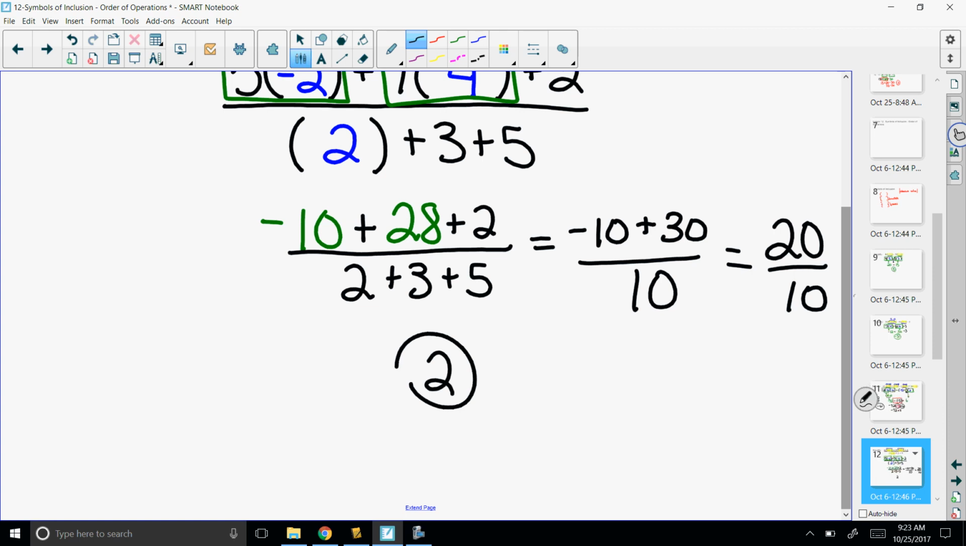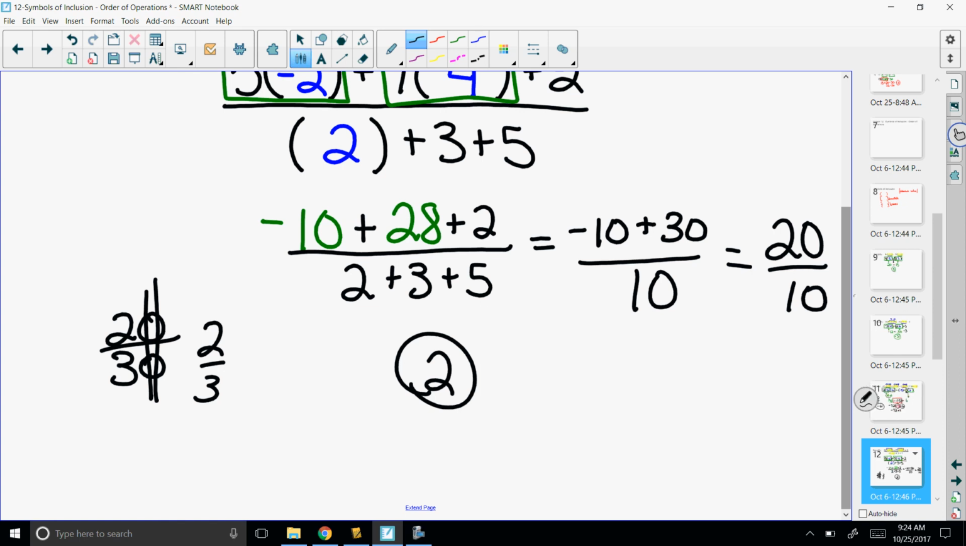2. So the fraction bar, you almost work like a symbol of inclusion where you work with the numerator, you work with the denominator, and then as a final step, you can divide that if you can. If it was something like 20 over 30, you don't have to divide it, but you have to reduce it and make it 2/3. I'm not saying go ahead and figure it out as a decimal. I'm just saying reduce it and write your answer as 2/3. Here, you divide both by 10 and you get 2 over 1, which is just 2.